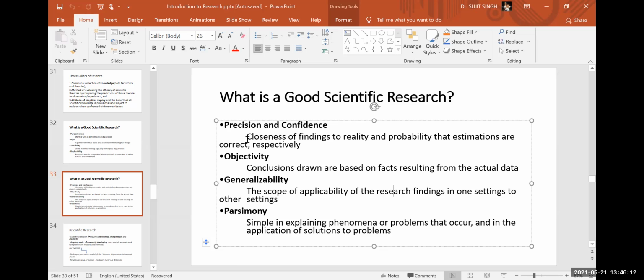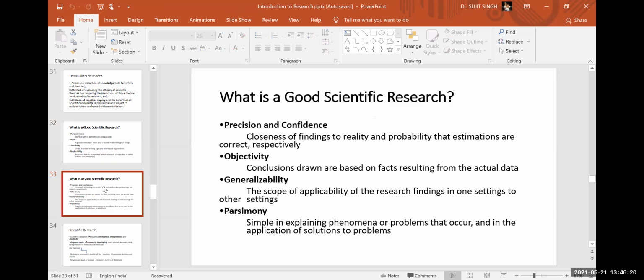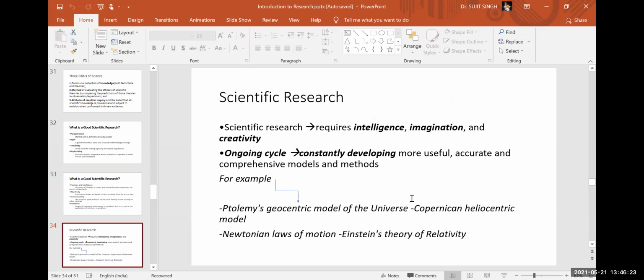Okay. So these are some of the characteristics of good research. Here, what is the basic input for scientific research? That requires intelligence, imagination, and creativity. And don't think that this is a rare thing. If you try, each person has that kind of mindset, bent of mind. We have the intelligence, we can imagine, we can be creative if we try to.